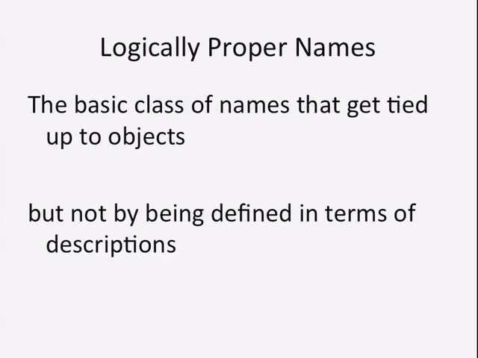And Kripke agrees with that, right? Kripke is saying there's a basic class of names that gets tied up to objects, but not by being defined in terms of descriptions. That's the whole thing, right? For Kripke, ordinary proper names aren't defined in terms of descriptions. They're tied up by these causal chains.